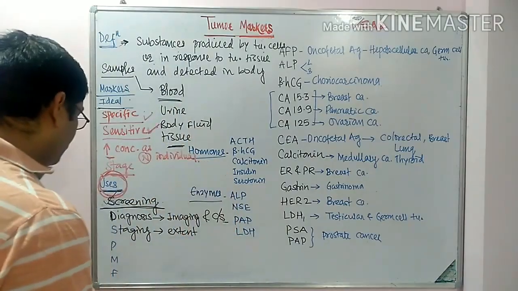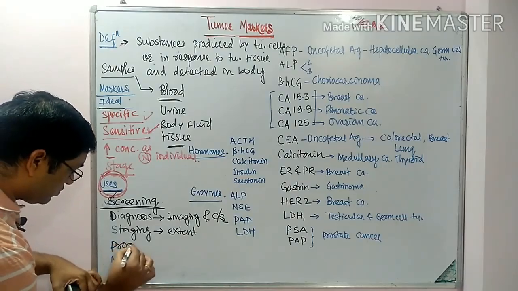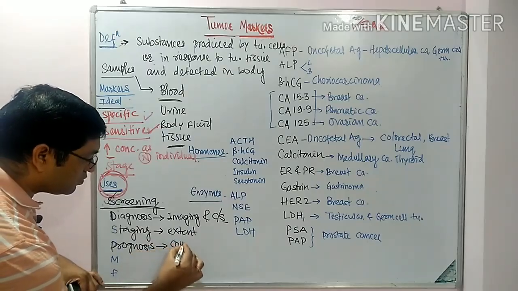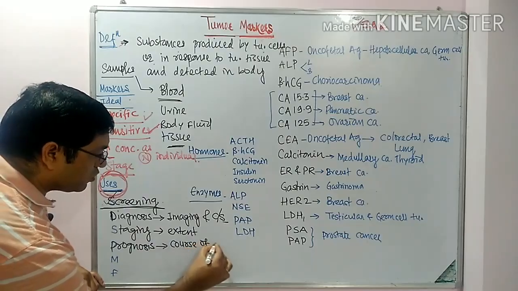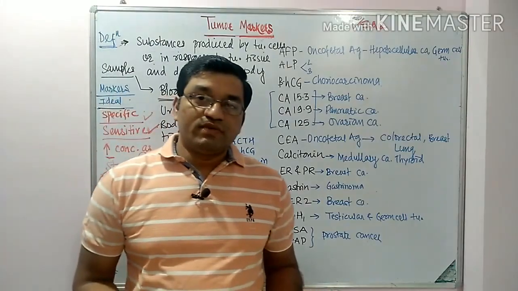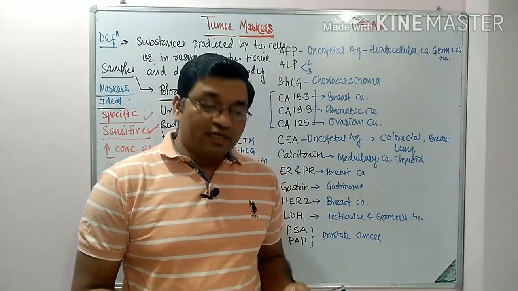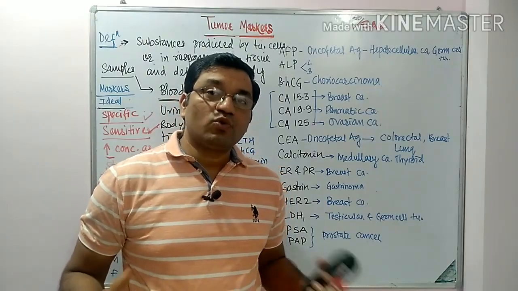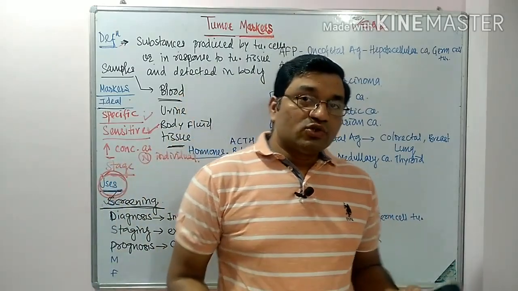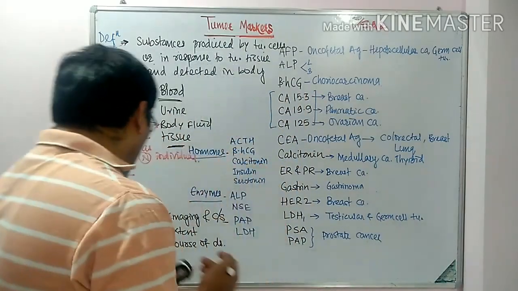Then prognosis. Prognosis means course of disease. Whether the patient will improve, whether the patient will worsen or it remains stable. That is known as prognosis. It tells about the life of the patient. So tumor markers tell about the prognosis of the disease.